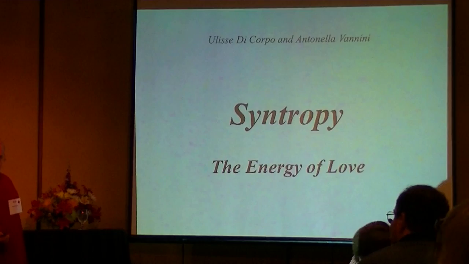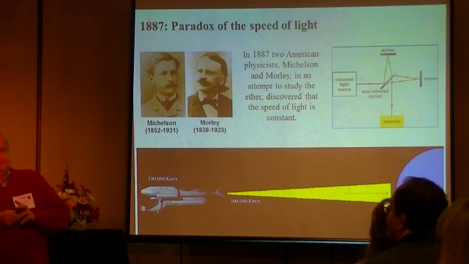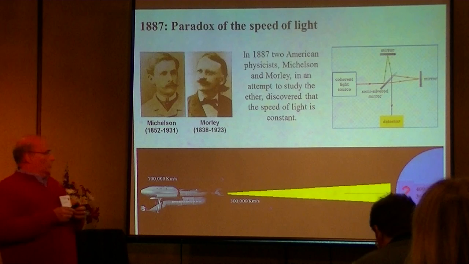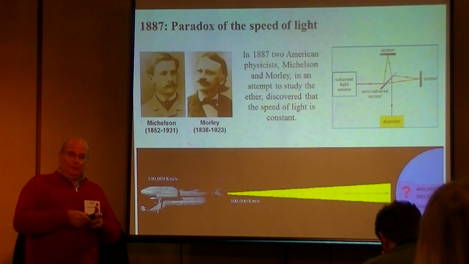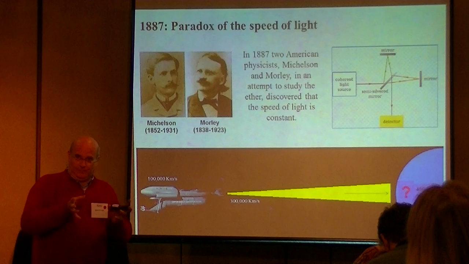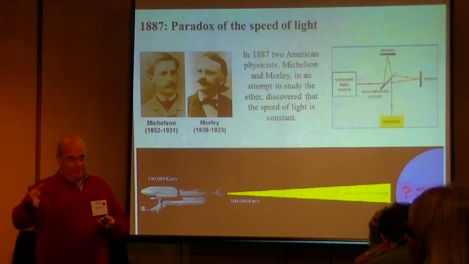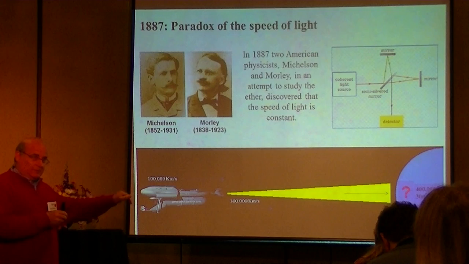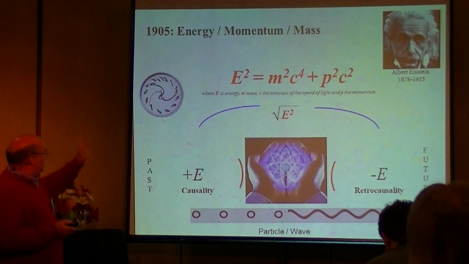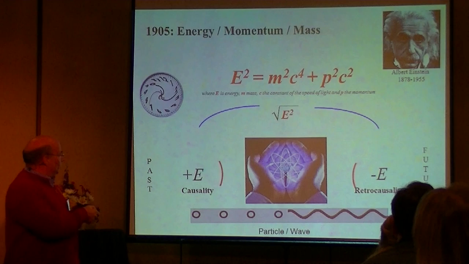Well, what I'm talking about tonight is the law of syntropy, which starts from the studies of two American physicists, Michelson and Morley, who were trying to discover the existence of the ether. But they didn't find anything that had to do with ether; they found that the speed of light is constant. That created a paradox in physics because speeds were added up and time was constant. Having the speed of light be a constant didn't allow the light to be added to the speed of the body that was emitting it. So this created a paradox which was solved in 1905 by Einstein with the energy momentum mass equation.